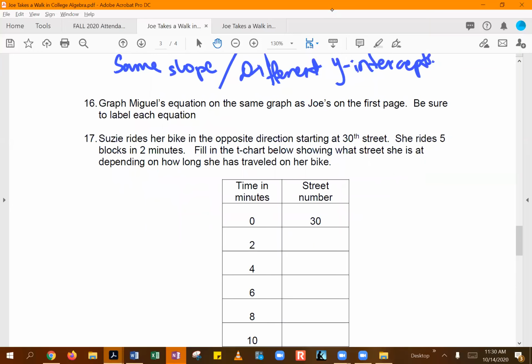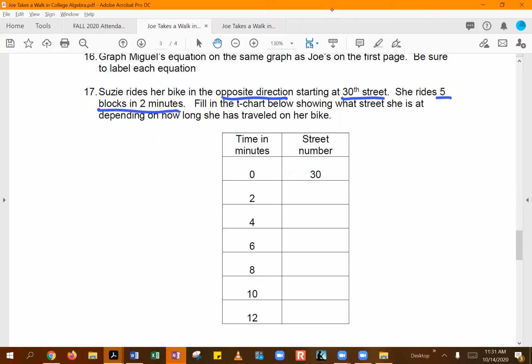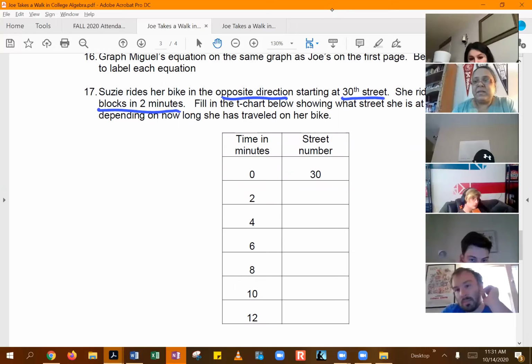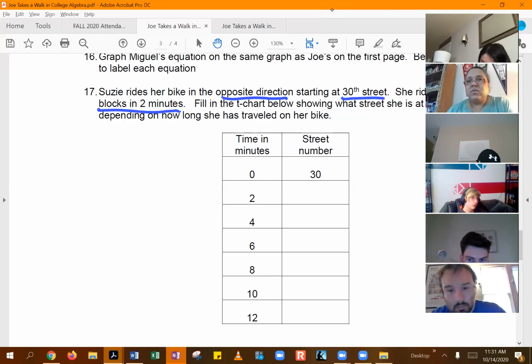Okay, so now we're getting into a third character here. So this one is talking about Susie rides her bike in the opposite direction, starting at the 30th Street. She rides 5 blocks in 2 minutes. So again, same thing, they're asking us to complete this chart over here. So again, I'll give you guys a minute to work on it. Send me your answers in chat. Let's give everybody a chance to work on it. So don't send your answers till I ask you to.